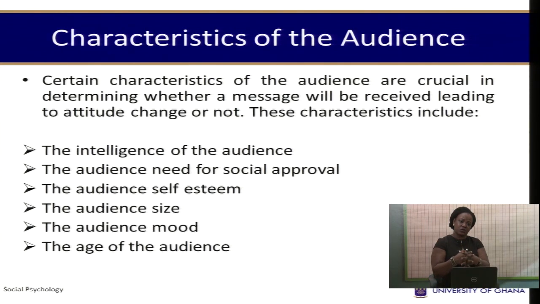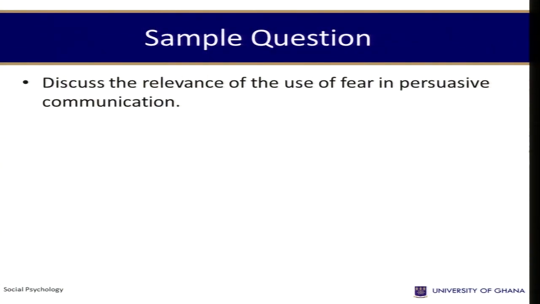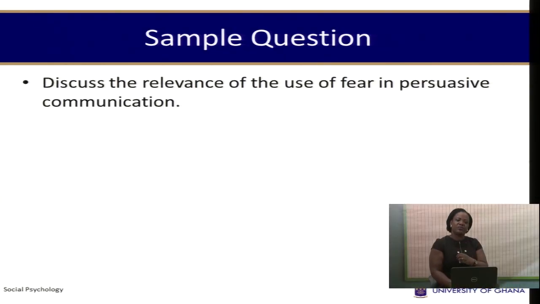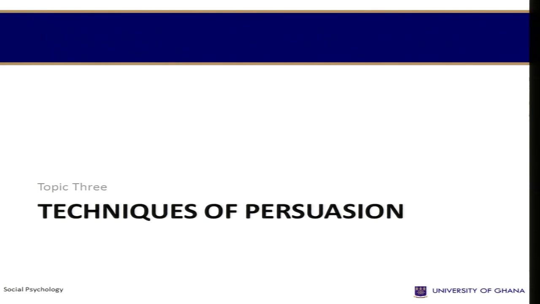So basically what I'm saying is that as a person, as a social psychologist, seeking to persuade people to do one thing or the other, you must be conscious of these factors and manipulate them to your advantage if you can get them to change one attitude or the other. So basically, you can attempt this question where you discuss the use of fear in persuasive communication. How can you get people to change their attitude when you use the technique or the element of fear? Is it effective? And if it is, to what extent? To what extent would it backfire? What are the techniques we use in persuading people?